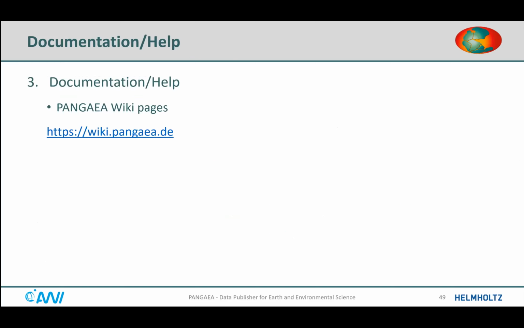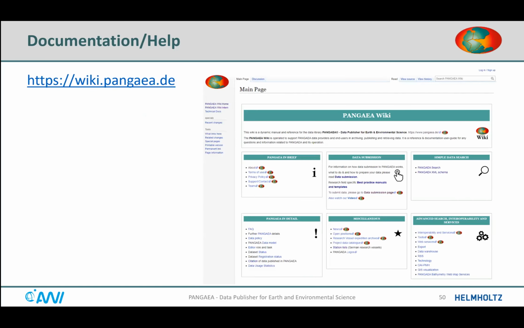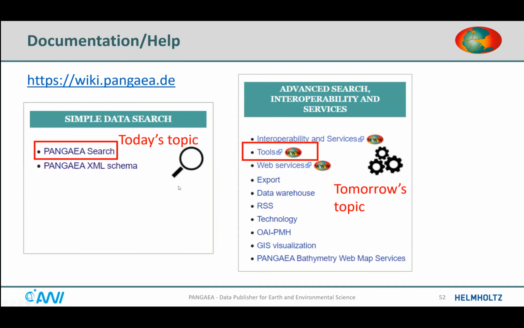So where to find documentation and help? I already shared the link of the Wiki PANGAEA page. It looks like this. That's the main page. And there are already 2 panels that are directly related to search. Everything that we've covered so far is in the bullet point PANGAEA search, and everything that's covered tomorrow you will find under tools, under advanced search. So what's behind this one?